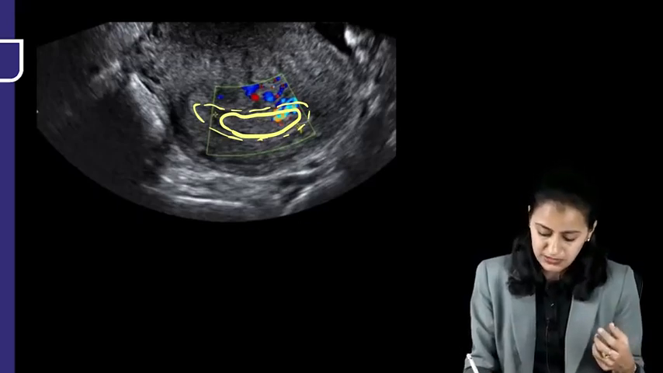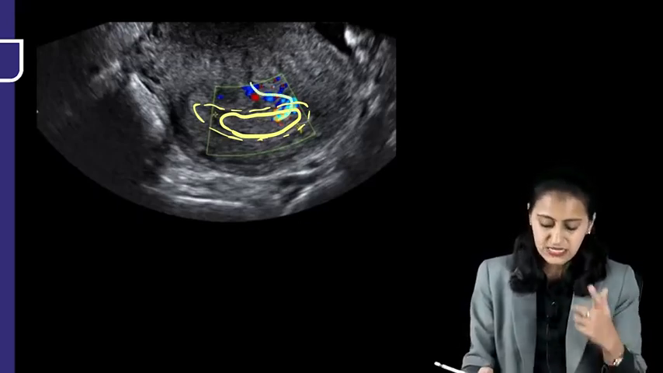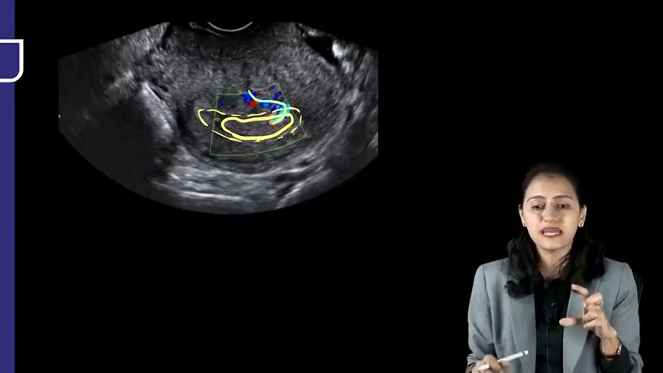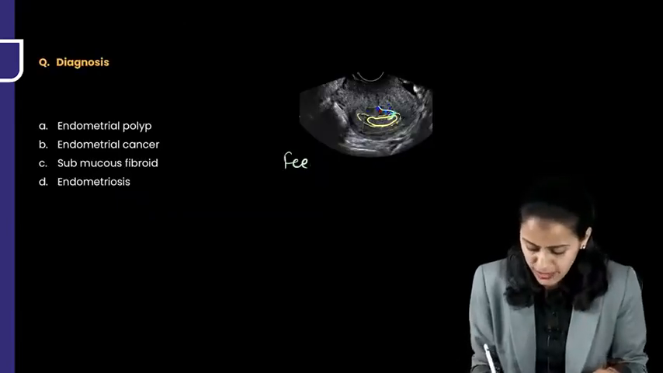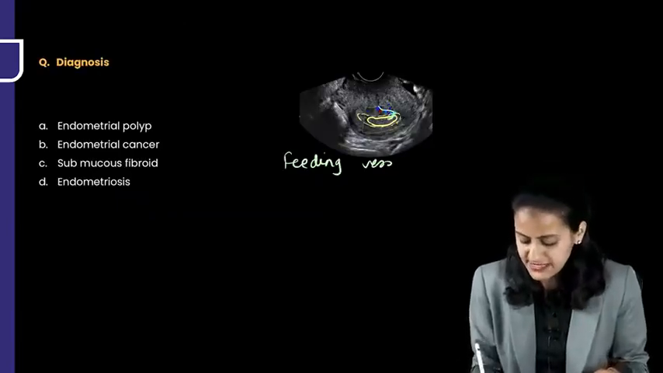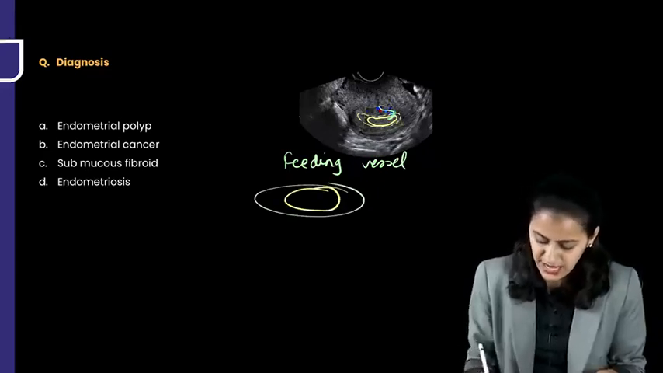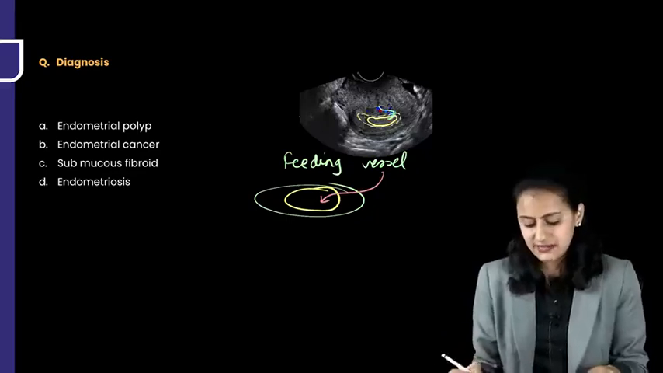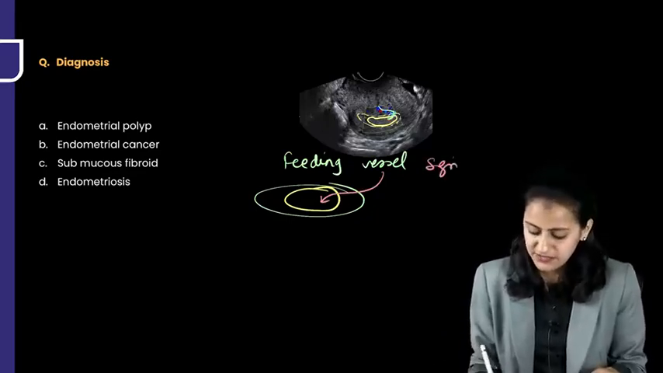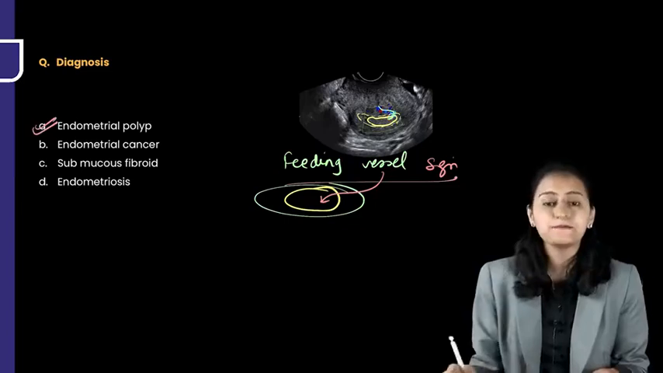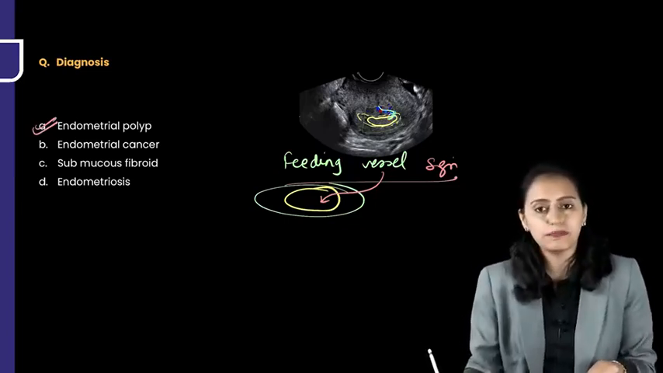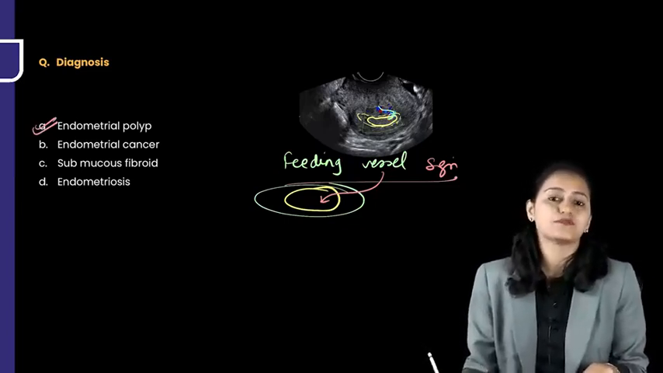This is a Doppler, which is showing the vessel coming to supply that lesion within the endometrium. This is called the feeding vessel sign. So within the endometrium is a lesion and supplying it is a vessel, like a feeding vessel. So remember, this feeding vessel sign is seen in endometrial polyp. Okay, this is a sign of endometrial polyp.